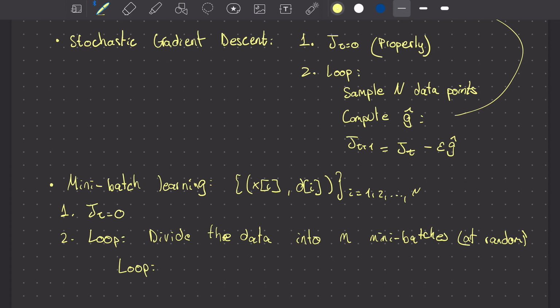Then we do another loop inside this, and we would replace the data with that of each of the mini-batches, and then plug it into G, for each of the m batches. That's why we're looping, right? Because we want to do the same for each of the batches, and then just update our t value. We can just do it again. It's gonna come from j_t minus the epsilon times G again.